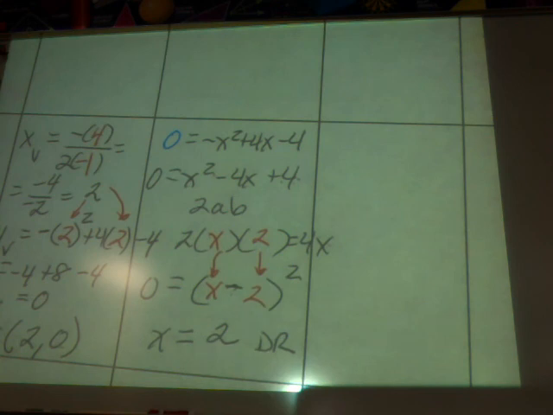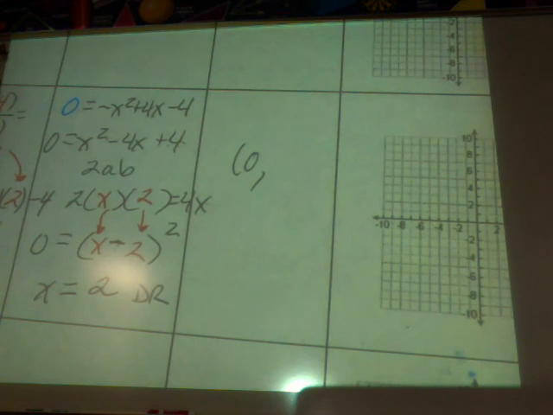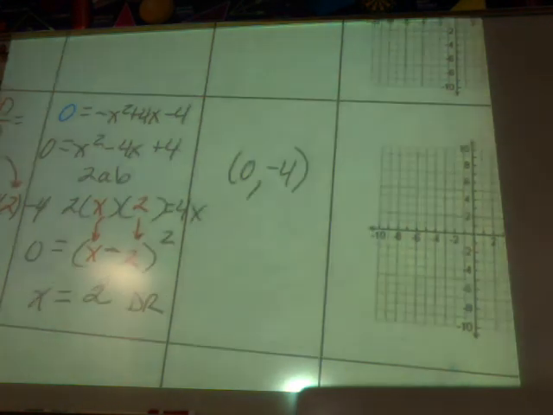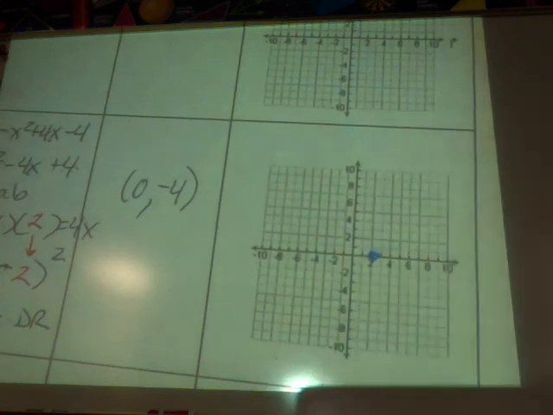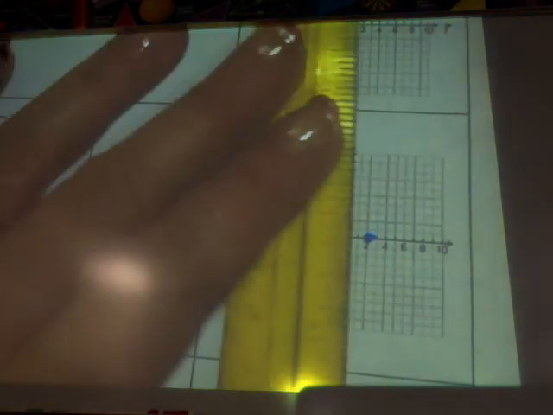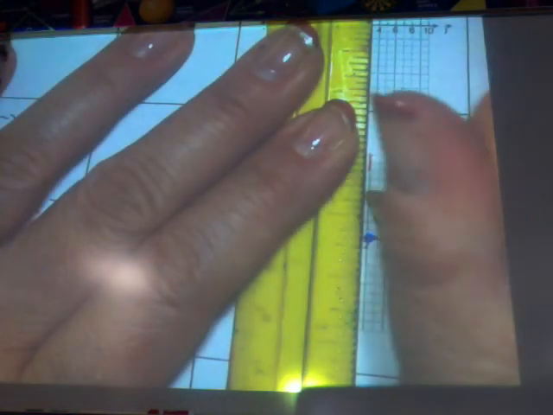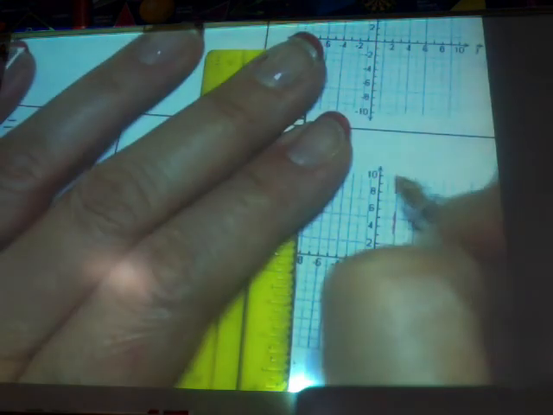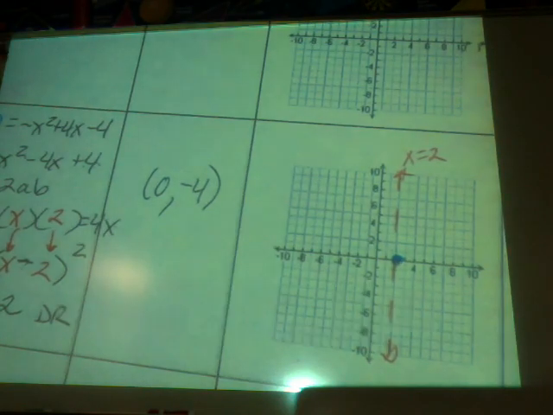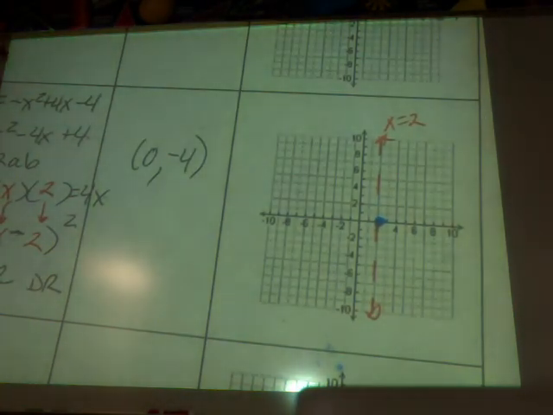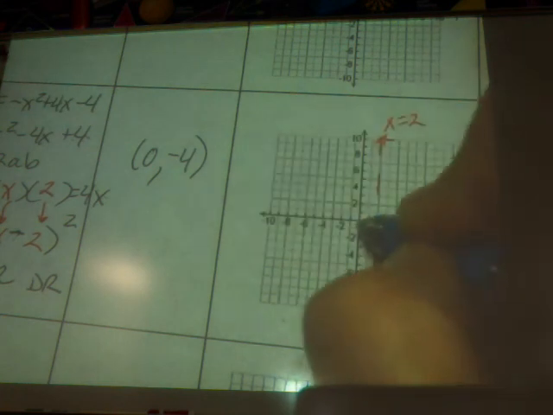Okay? Alright, so then what is our y-intercept? 0 what? Look at the original. What's your c? -4. So I have all that I need to plot this. We're going to plot our vertex. Our vertex is to the right 2, up nothing. I'm going to put in my axis of symmetry. I'm going to label it x equals 2. I'm going to put in my y-intercept, which is 0, -4.